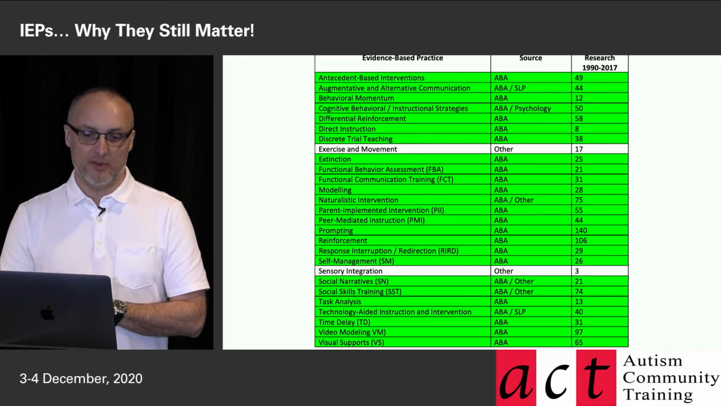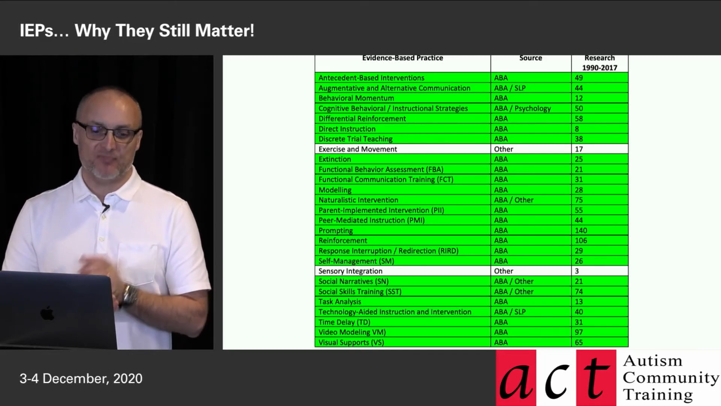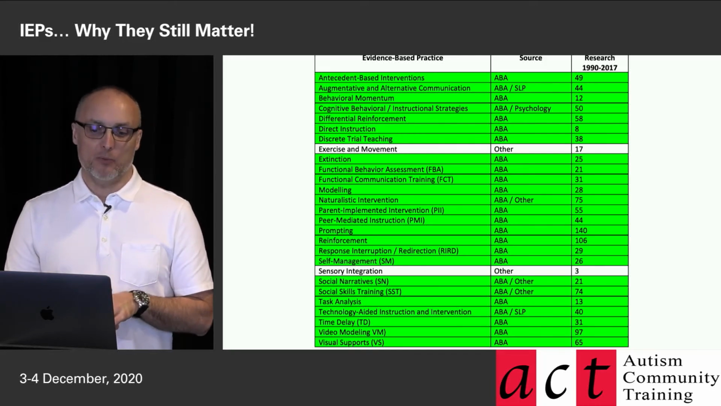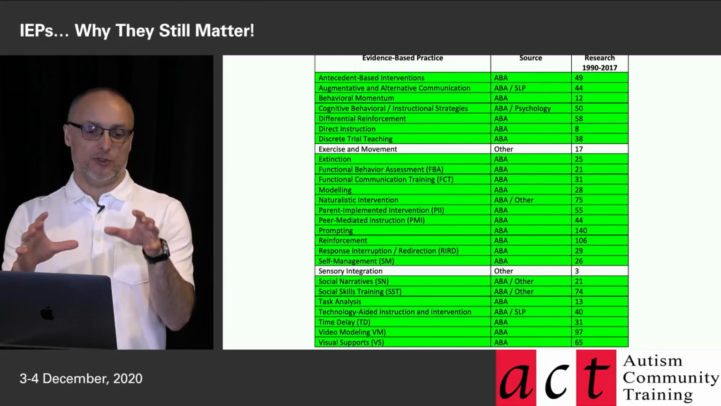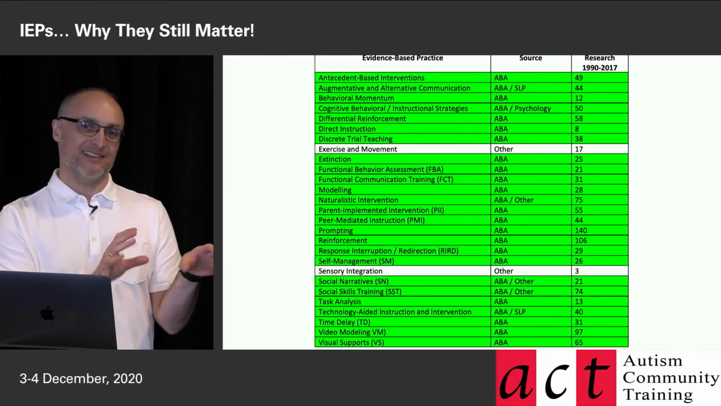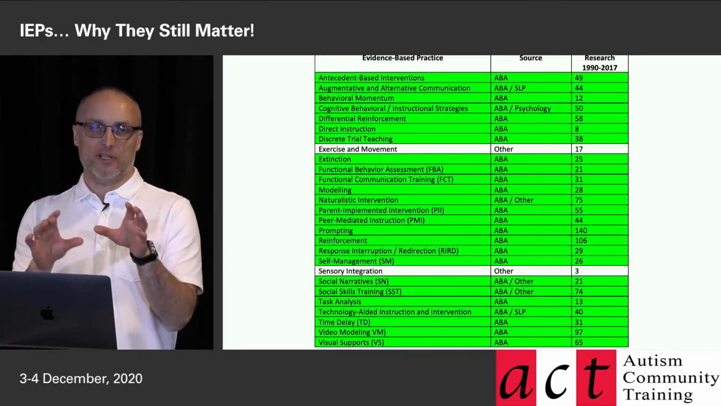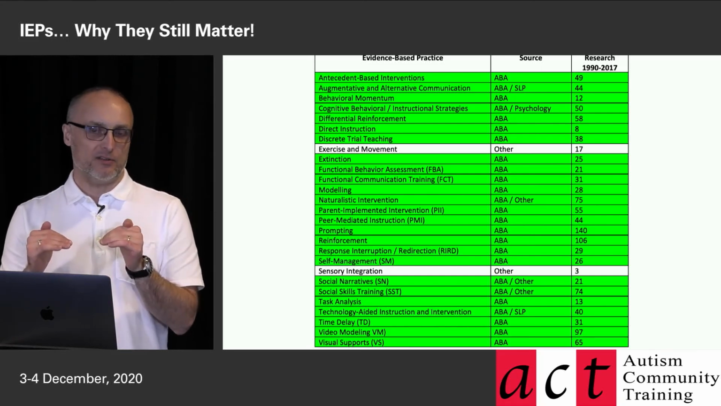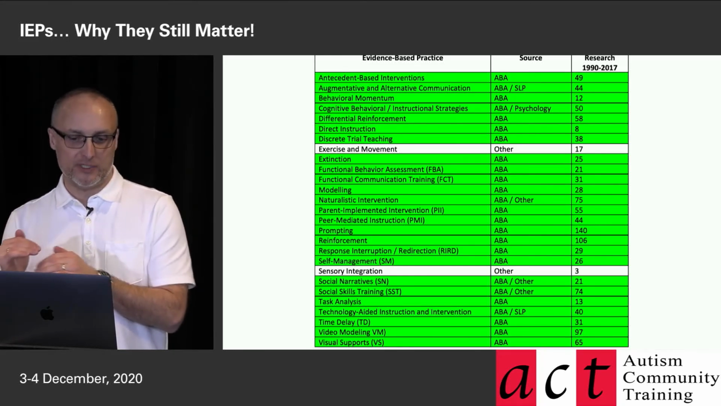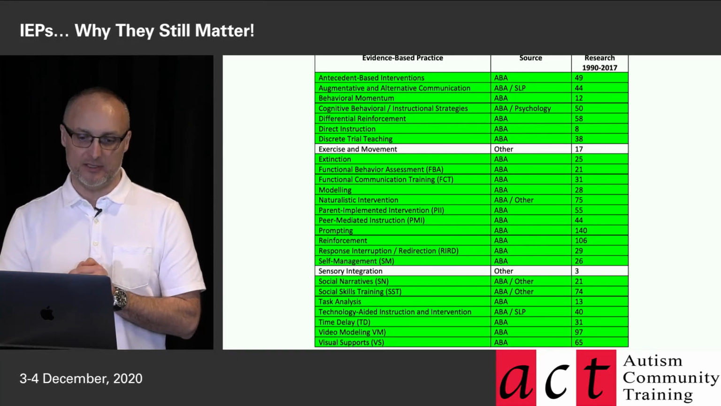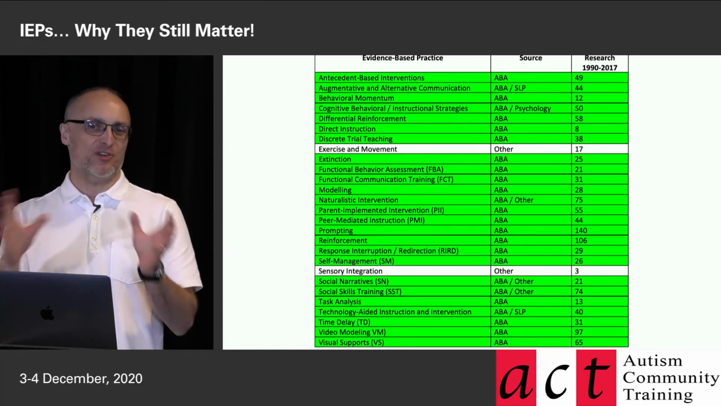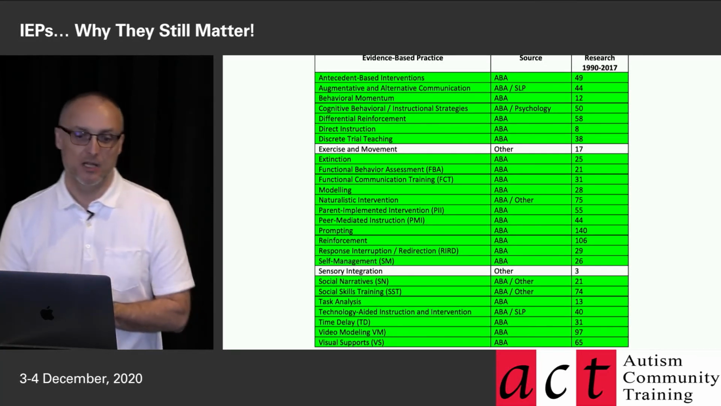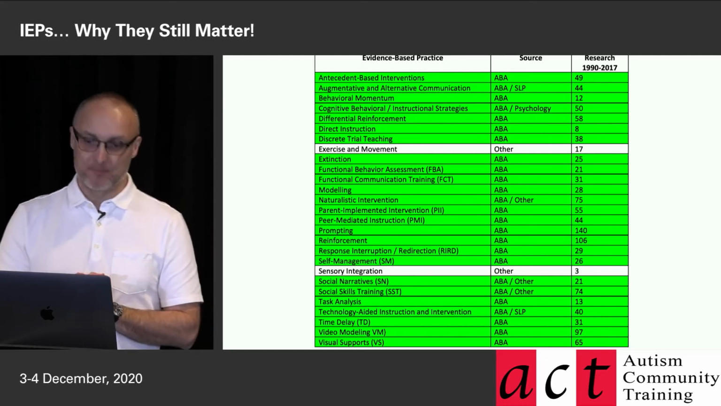They have exercise and movement there with 17 studies. They have sensory integration there with only 3 studies. So again, sensory integration, according to the National Autism Center, is an unestablished treatment. According to this resource, it meets their criteria for established, although with very limited research, you'll notice that it has basically the smallest number of studies compared to all of these other options, or interventions, or tactics.